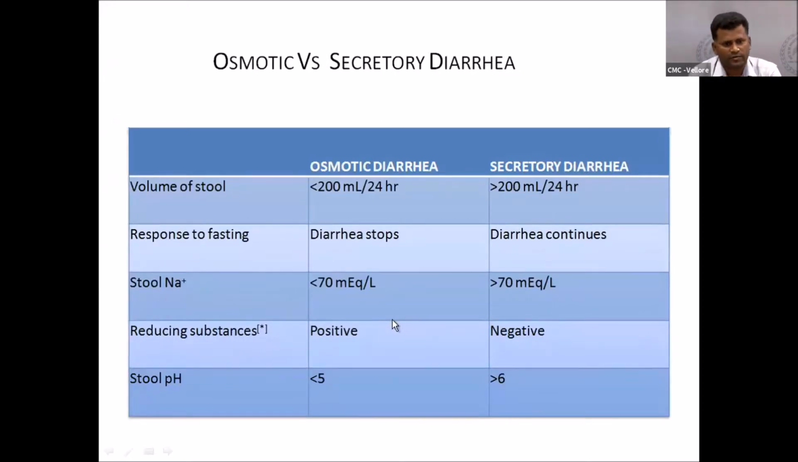So how do we differentiate between osmotic diarrhea and secretory diarrhea? The volume of stools in osmotic diarrhea is less than 200 ml per 24 hours. In secretory diarrhea it will be a huge volume, more than 200 ml per 24 hours. In response to fasting, osmotic diarrhea usually stops on stopping feeds, but in secretory diarrhea, the diarrhea can continue even after stopping feeds. Stool sodium is less than 70 milliequivalents in osmotic diarrhea, but high in secretory diarrhea. And because of the acidic nature of the stools in osmotic diarrhea, the stool reducing substance will be positive, which will be negative in secretory diarrhea.